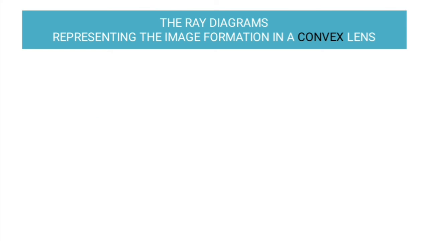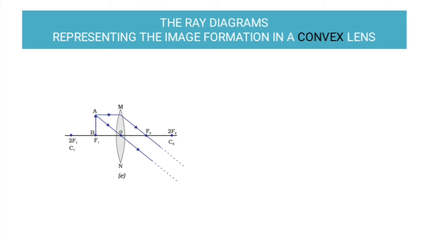So it will be enlarged compared to the object size, but it will still be real and inverted. Then comes case number 5, where the object is at f1. Now if the object is at f1, the image is formed at infinity. It is too large, it is real and inverted, but it is at infinity.